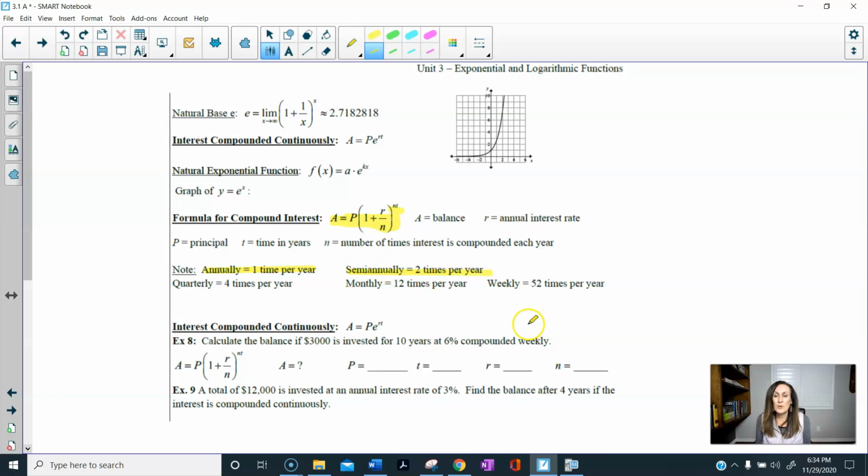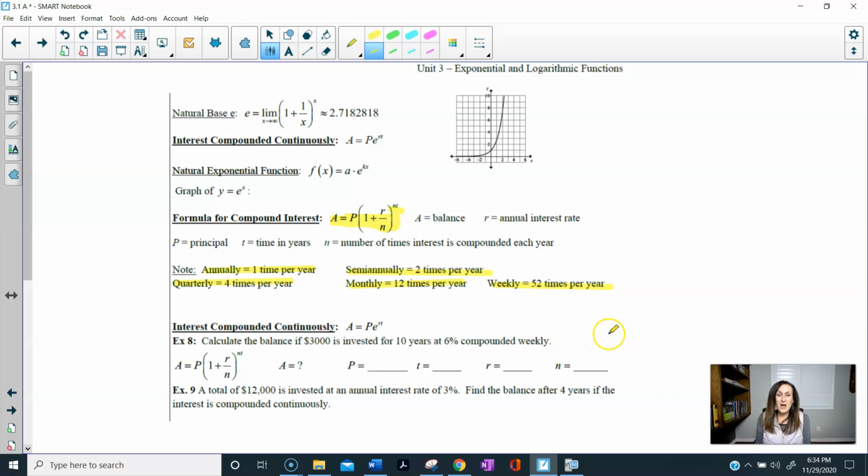Semi-annually means that we're going to compound your interest on your interest 2 times a year. Quarterly, 4 times a year. Monthly is 12 times a year. Weekly is 52 times a year.